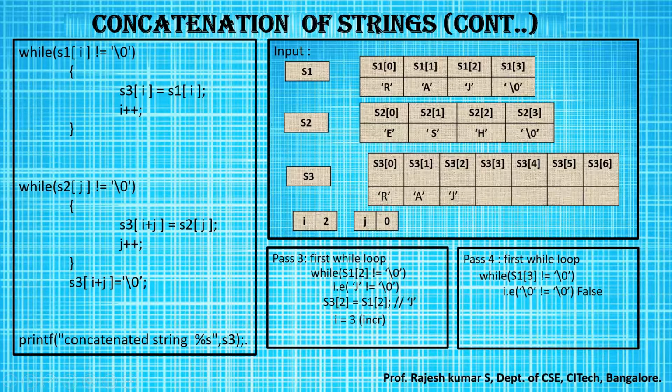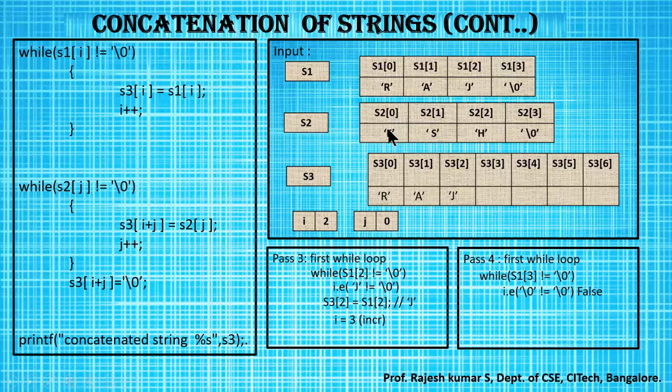When I come out of the while loop, I have to read the second array. In order to read the second array, I will use while S2 of J. Why am I using J? Because when I've come out of this particular array, what will be the I value? The I value will be 3. Remember this, the I value has become 3. So I have to traverse from the initial point, right?